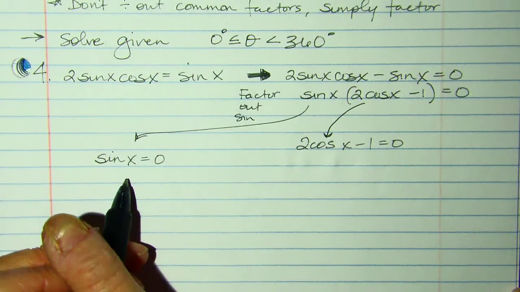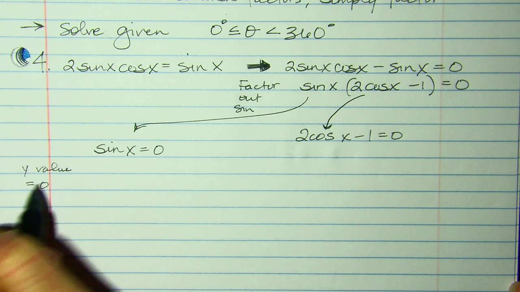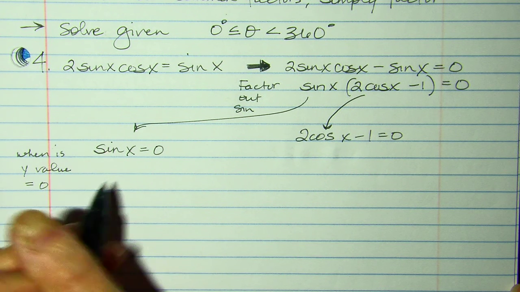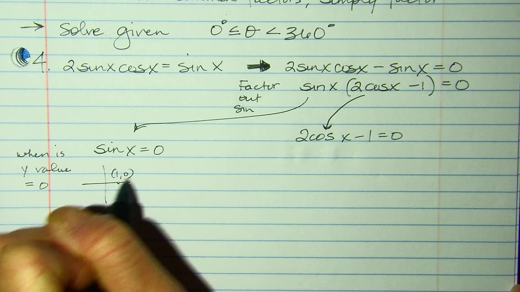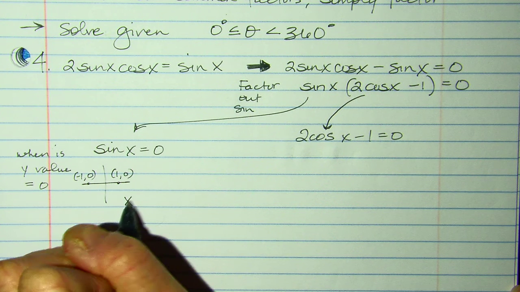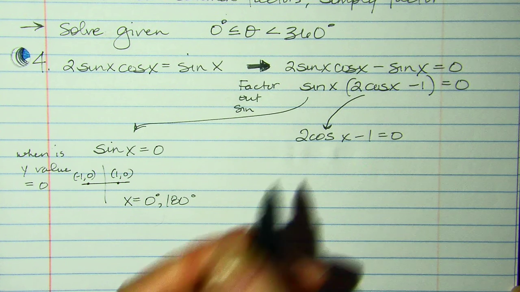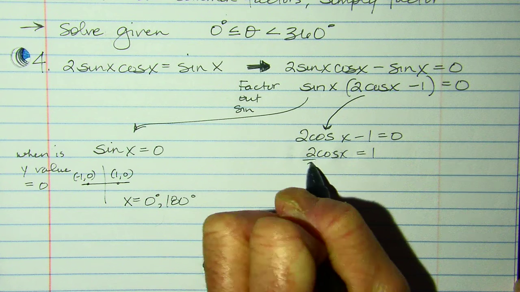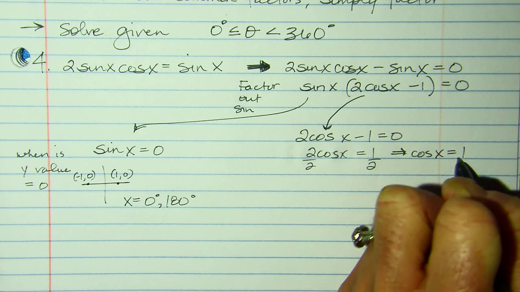Well, this one over here is easy. This is asking when is the y value equal 0. That would be here at 1, 0, and here at negative 1, 0. So x equals 0 degrees and 180 degrees. This one is different, right? I would have to add 1, and then I would have to divide by 2. So this is asking, when does the cosine of x equal 1/2?